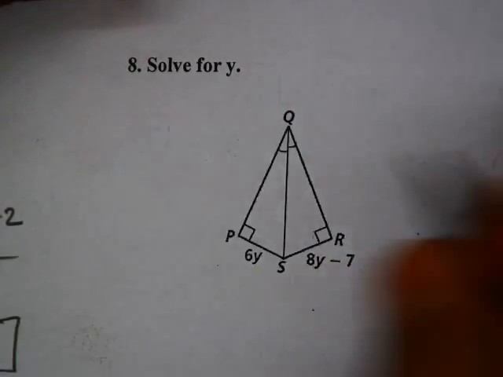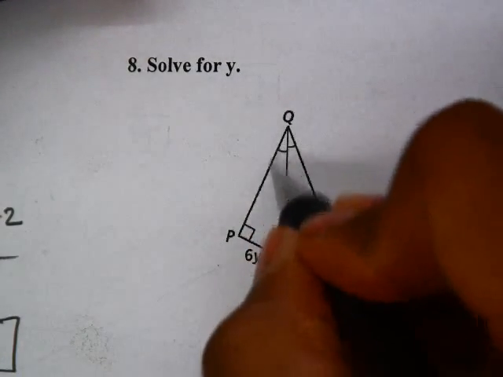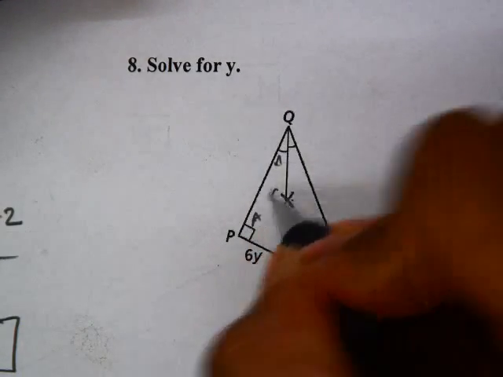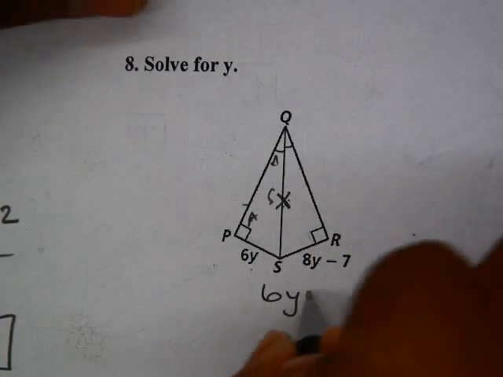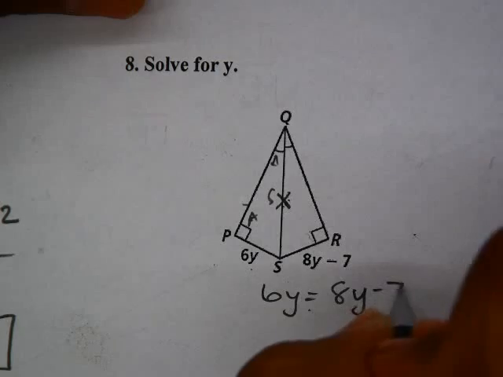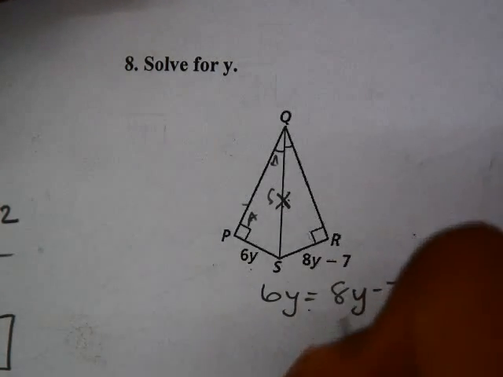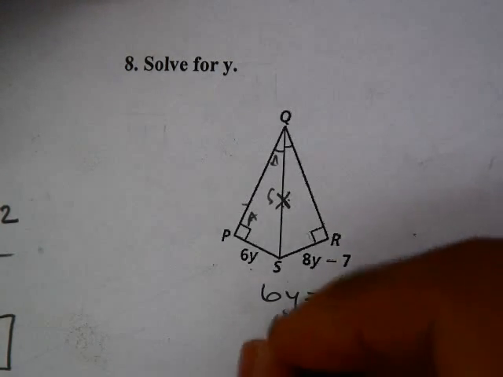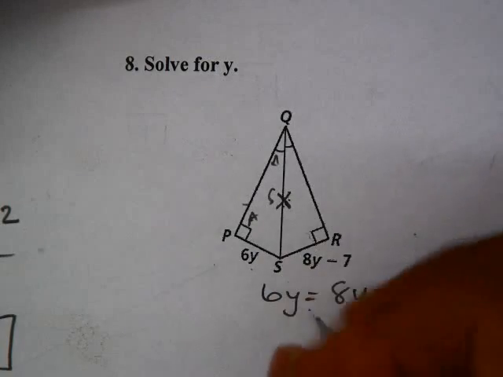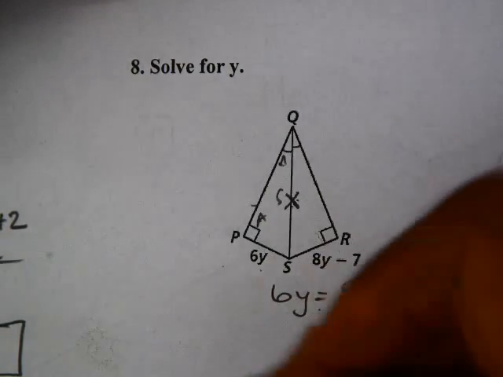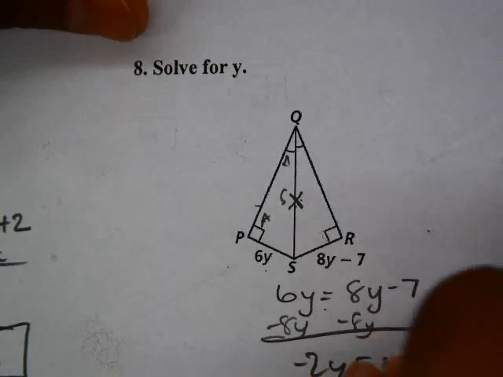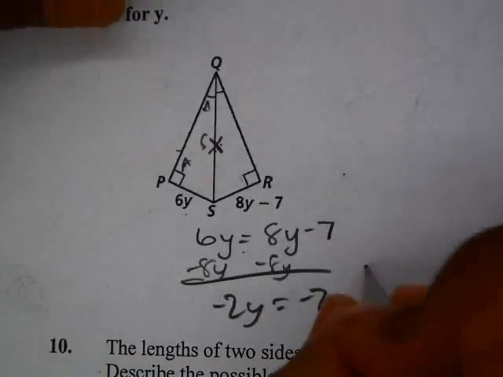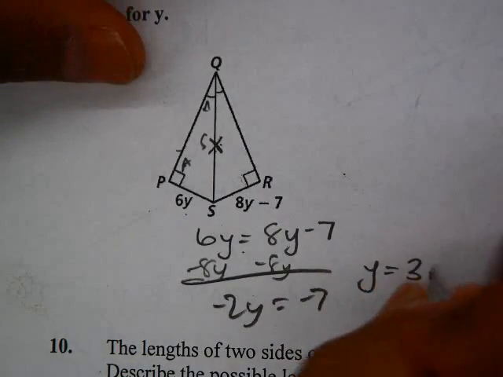Same scenario here. This is reflexive, so this is angle, angle, side, so the triangles are congruent to each other. So these parts should be congruent to each other. If I subtract 2y, subtract 8y from both sides, I get negative 2y equals negative 7. Divide by negative 2, y is 3.5.